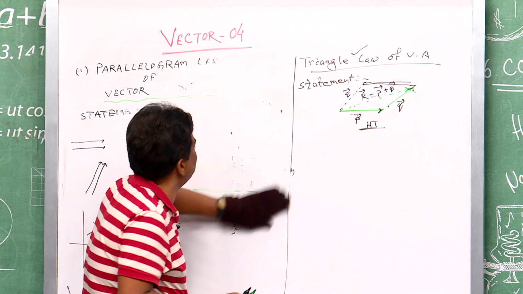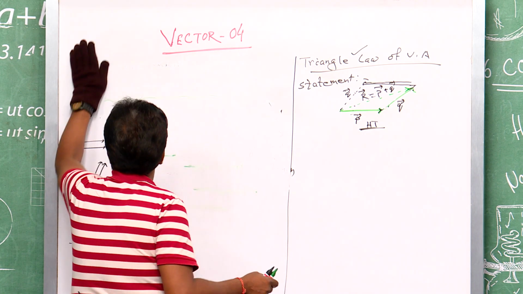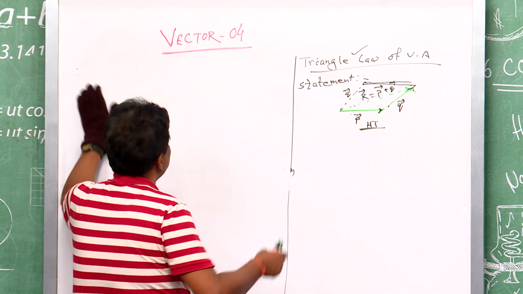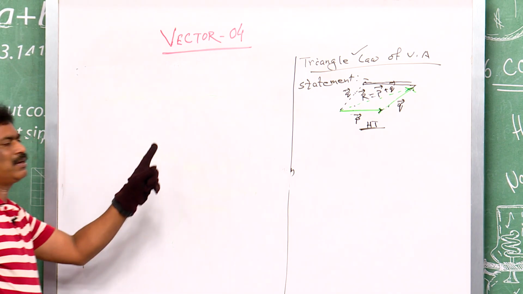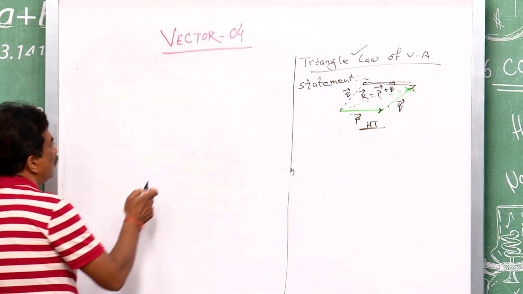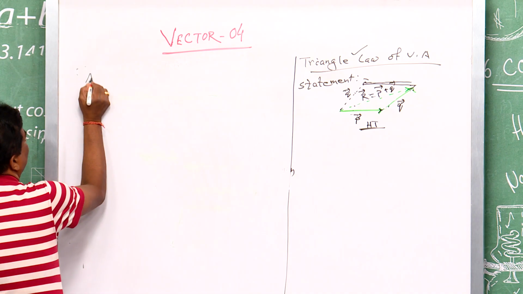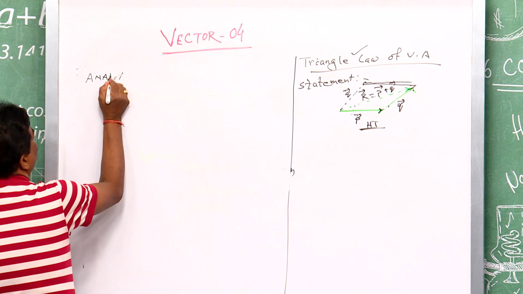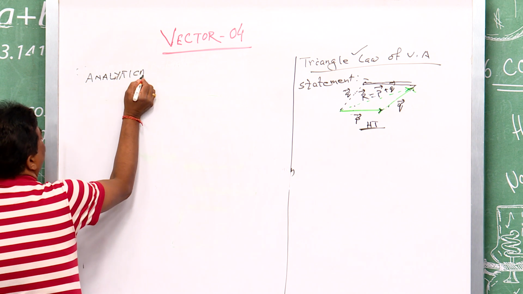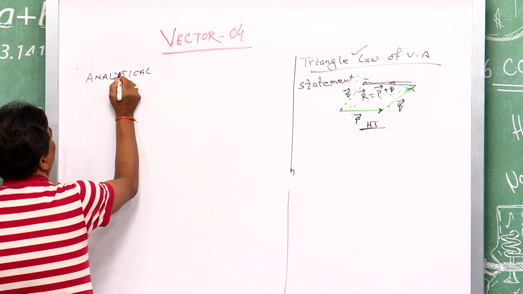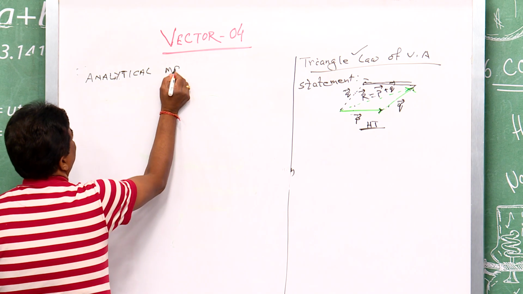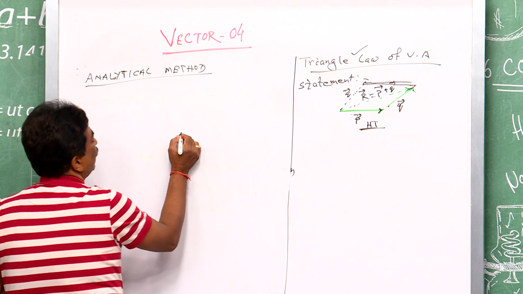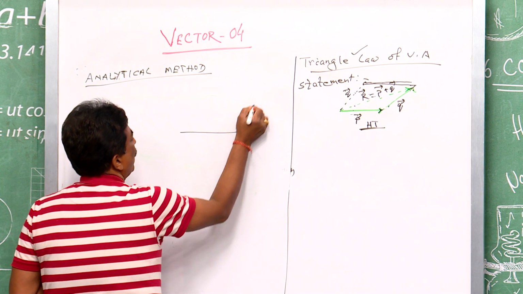Next we will discuss the analytical method of the parallelogram law of vector addition, but on the right side I am just keeping the triangle law of vector addition. So for the parallelogram law of vector addition, we will discuss the analytical method. Analytical method means that with analysis, we calculate the magnitude and the direction.